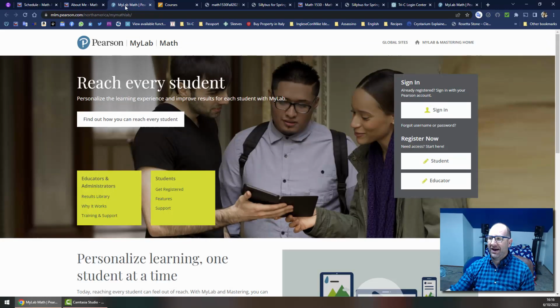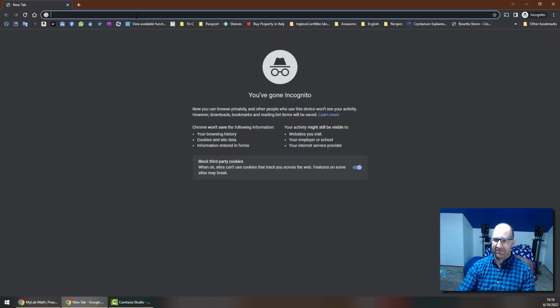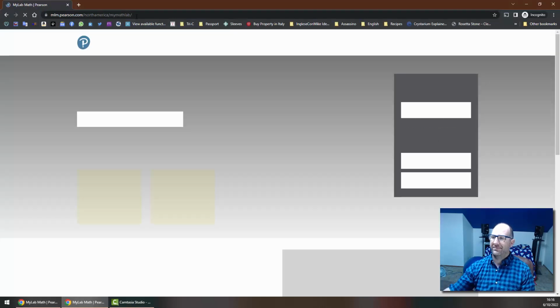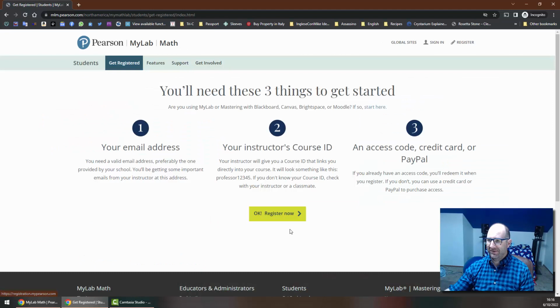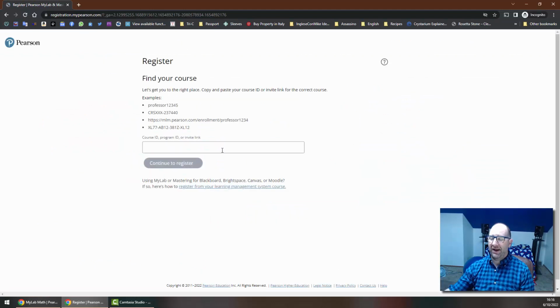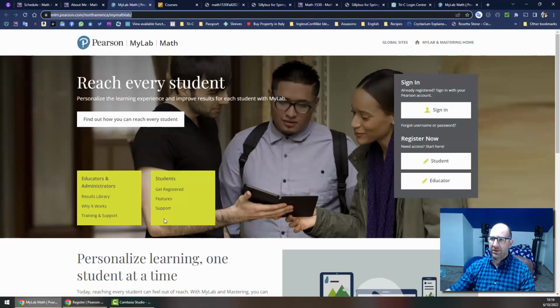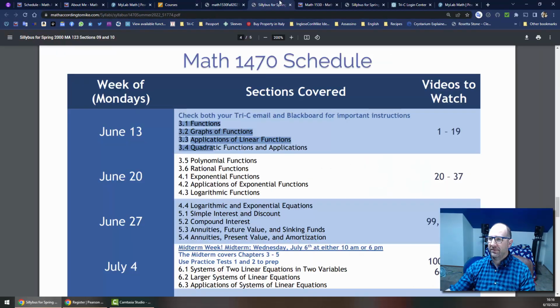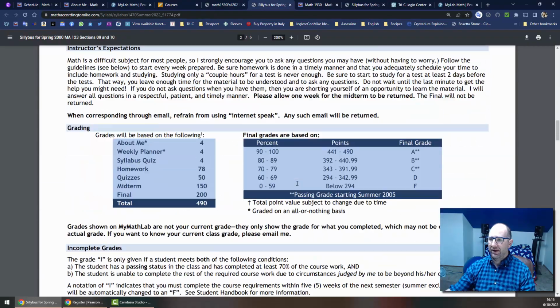Lastly is MyMathLab. If you've already made a MyMathLab account, you'll go to sign in. If not, you'll go to register now. I sort of want to do this in a new tab. I'm going to do this in a new tab. Student. Okay, register now. Okay, now here you'll type in the course ID, which is what you'll get from the syllabus. Whose syllabus do I have open? This one.